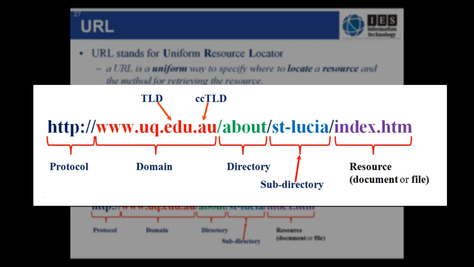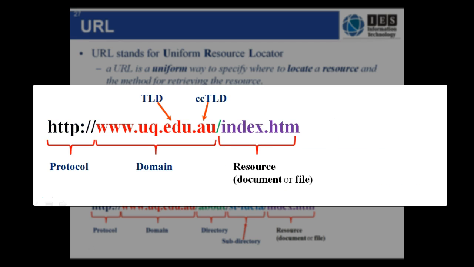The file path is written as a directory path followed by a file name. So in the example shown, the file you are requesting, index.htm, is not in the top level of the directory substructure, but rather in a folder called About, and then in a subfolder called St. Lucia. If the file was in the top level of the directory structure, the URL would look like this.